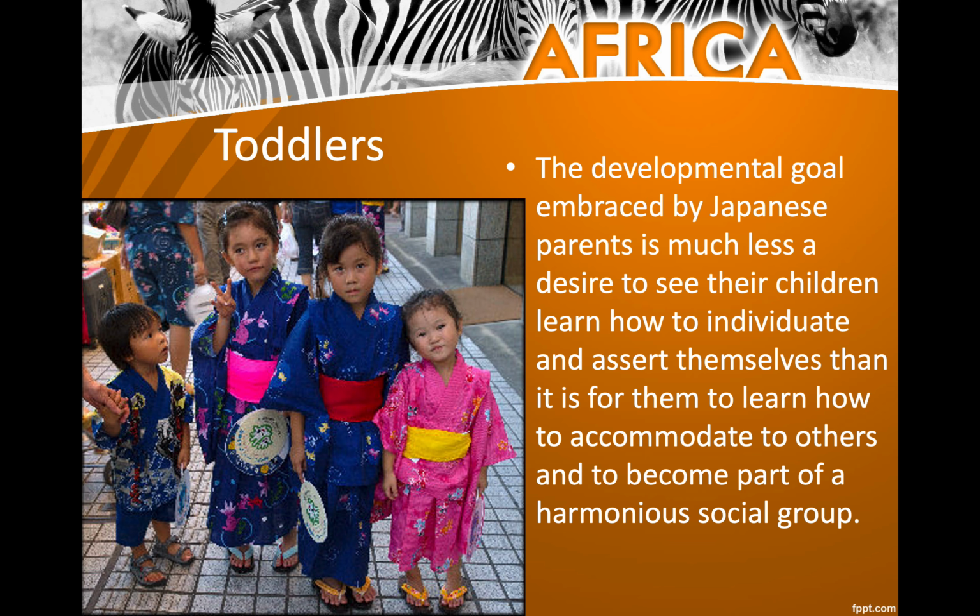The developmental goal embraced by Japanese parents is much less a desire to see their children learn how to individuate and assert themselves than it is for them to learn how to accommodate to others and to become part of a harmonious social group. Now, one of the things that you need to remember about Japan and China and Korea is that they're very crowded countries. And because they're so crowded, individualism is not possible, for one thing.